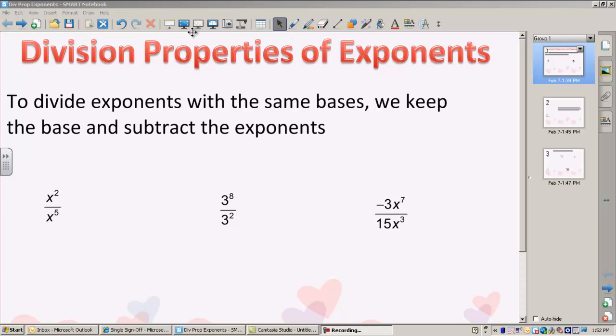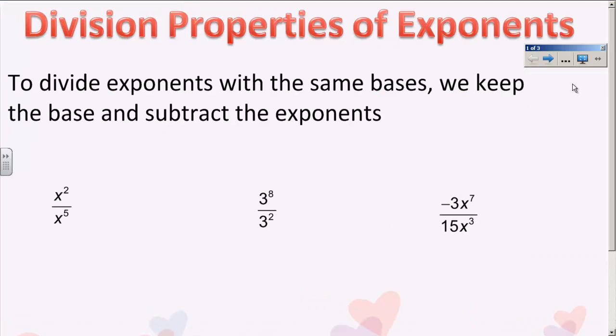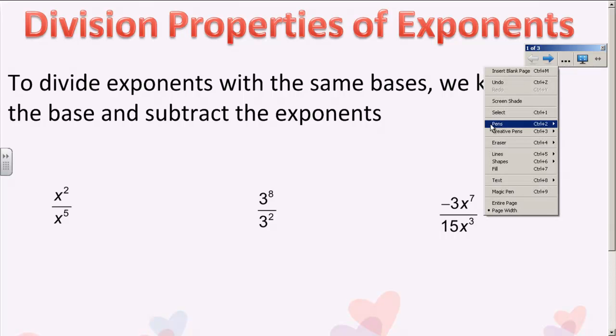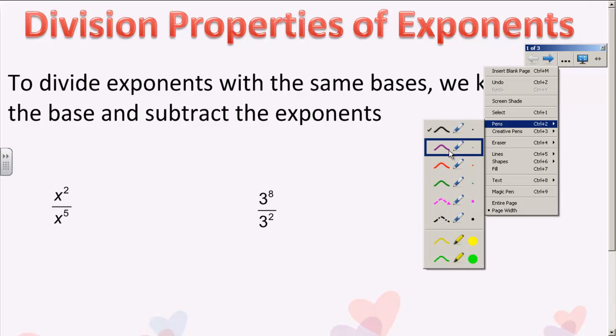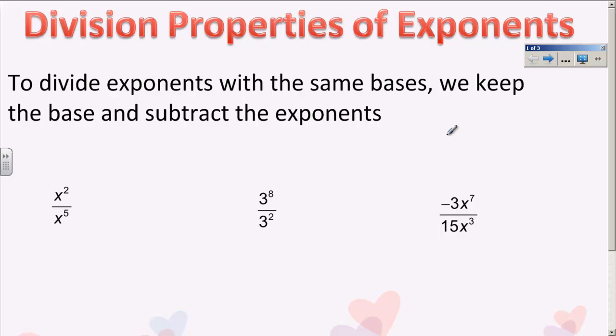Okay, now we're going to do division properties with exponents. So it's just the opposite of what we did yesterday. Instead of multiplying, we're going to divide. And if you'll remember, when I multiplied exponents that had the same base, I had to add the exponents. But since I'm going to divide, which is the opposite of multiplication, when I divide exponents with the same base, I'm going to keep the base, but I'm going to subtract the exponents. It's just the opposite of what we did yesterday.